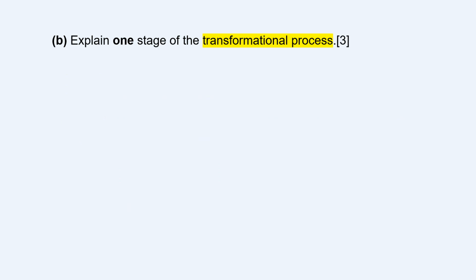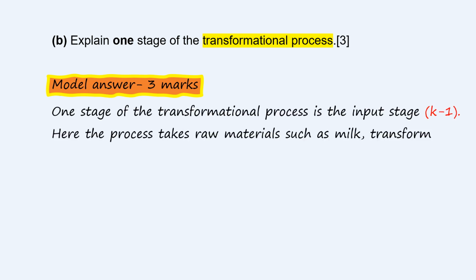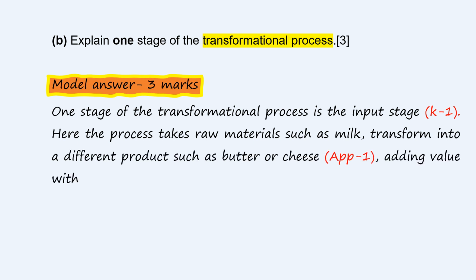Okay, the model answer would be: one stage of the transformational process is the input stage. Input stage, the knowledge point given to the student. Here the process takes raw materials. Which process? A transformational process, taking raw materials. Raw materials are input, such as milk, transformed into a different product such as butter or cheese. This part is application. And therefore, the student continues his or her answer, adding value with this new product, the second application point.